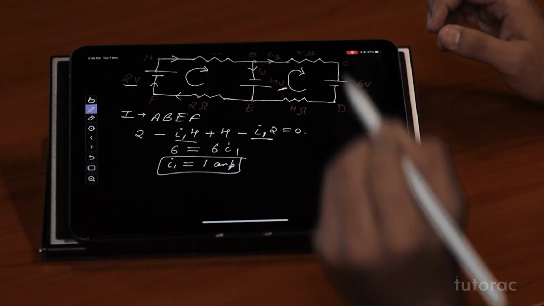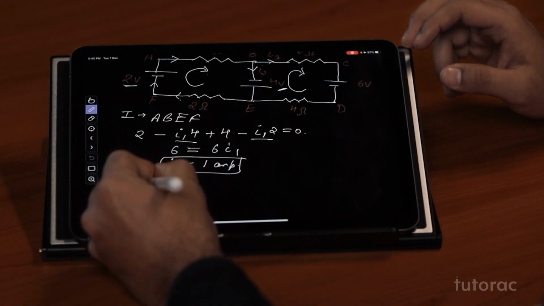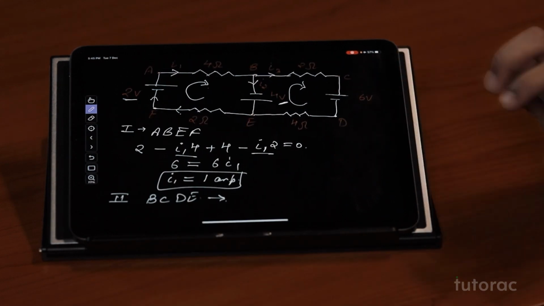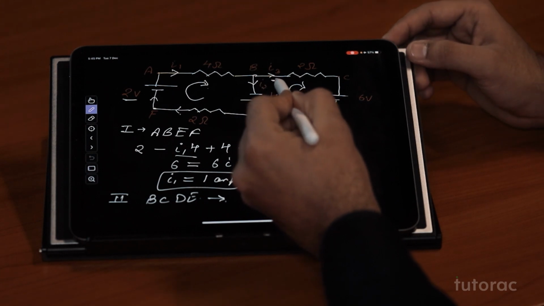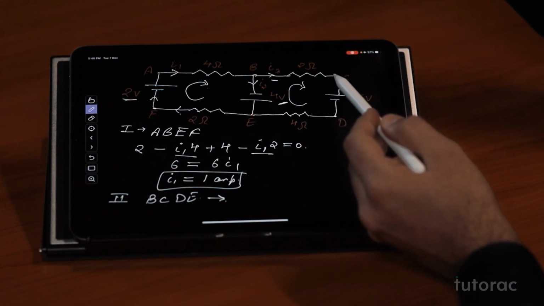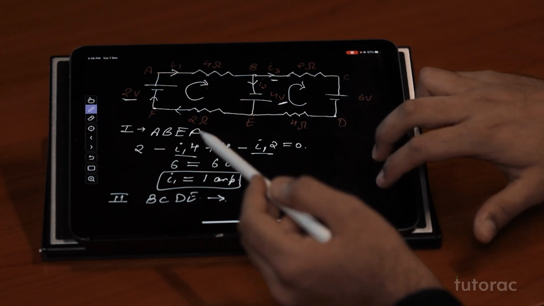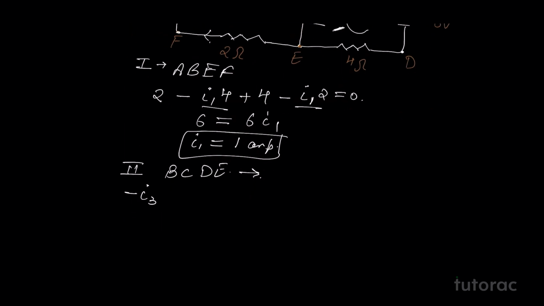value of the current. Now, let us try to apply the same for this second loop. What I can write for the second loop, that is B, C, D, E? What I'll get? Let's try. We can start from any point. Let's start with B. While starting from B, the current is I3 here. So current I3, I'll go through the resistor that is of 2 ohm. I'll lose the energy. Why I lose? Because I'm moving in the direction of the current. So I'll write minus I3 multiplied by this resistor, that is 2 ohm.